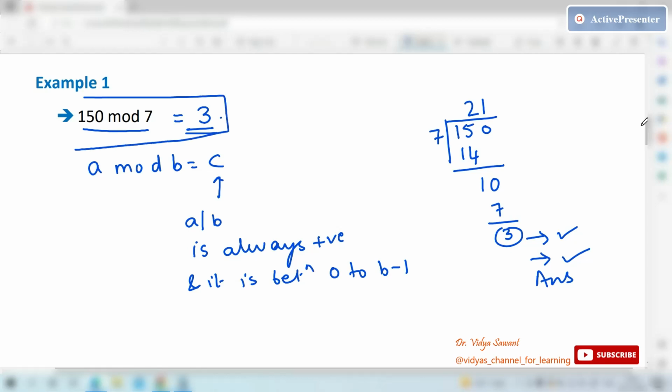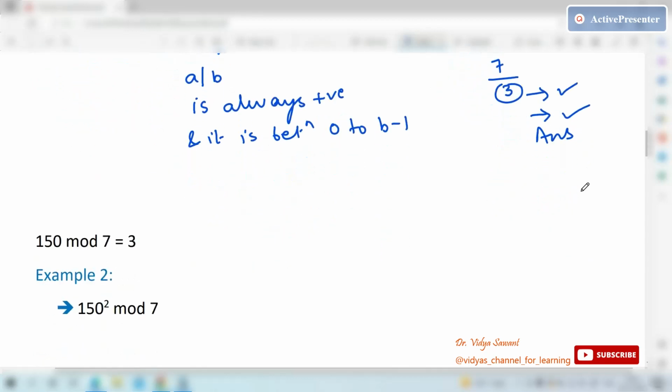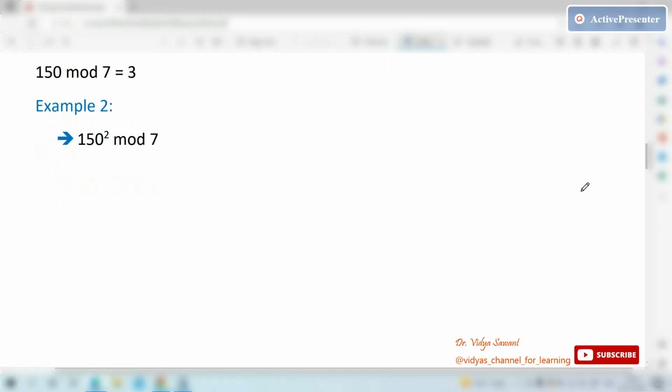Now let us go ahead with solving the exponentiation part. Till now, I got 150 mod 7. Now suppose I am asked to find out 150 square mod 7. I am not going to solve 150 square on the calculator. Why am I not putting it in the calculator? Because if the power is very large, then your calculator may not even give you the answer because it is very large. So we have to find an alternative way of solving this, and the method is what I'm going to show you now.